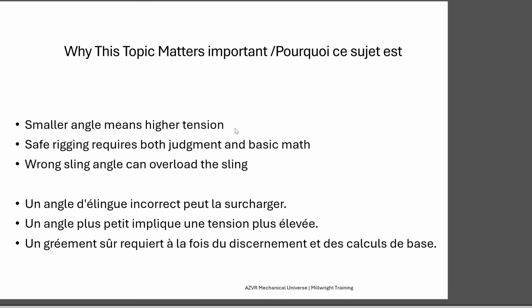Why is this topic important? Wrong sling angles can overload the sling. A smaller angle means higher tension. Safe rigging requires both judgment and basic math. In lifting work, load weight alone does not tell the full story.